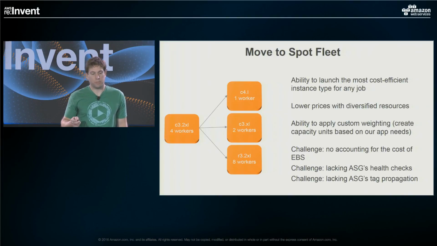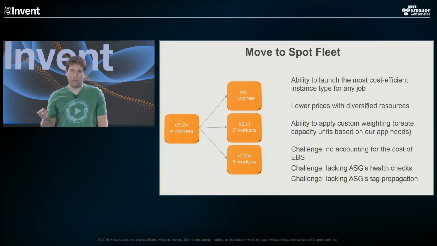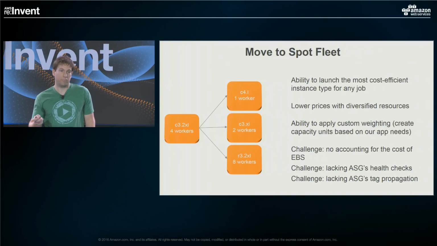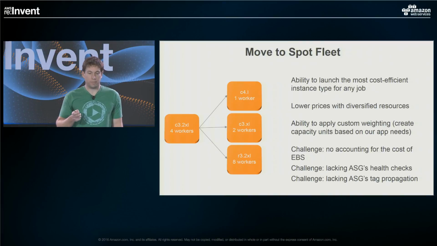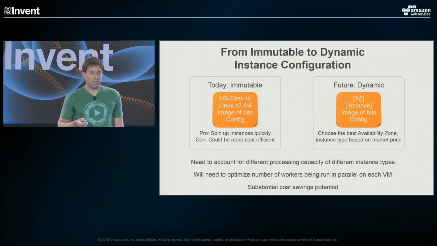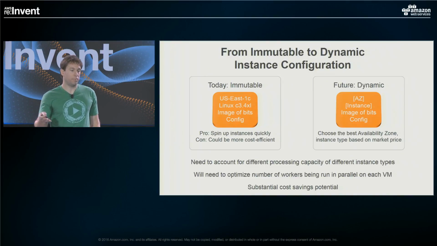And there's a couple other problems, like ASGs have very simple health checks. If a machine becomes unhealthy, it can be automatically replaced. It automatically propagates tags to all your machines. These are problems that we think we can work around by using Lambda, but there are still problems. One other big challenge with using Spot Fleet is that if you're using machines of different sizes and different capacity, you need to figure out how your workload applies best to those machines.